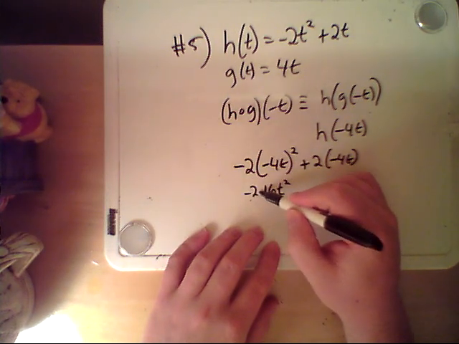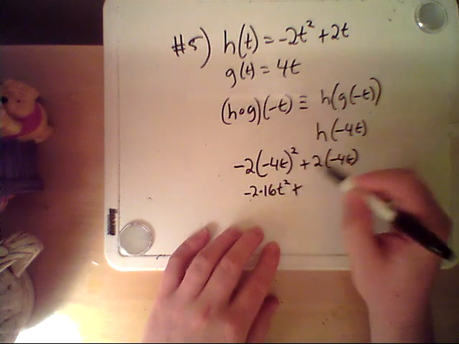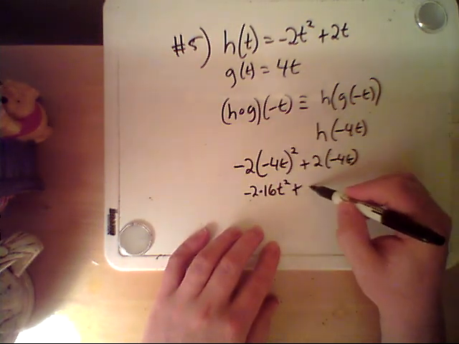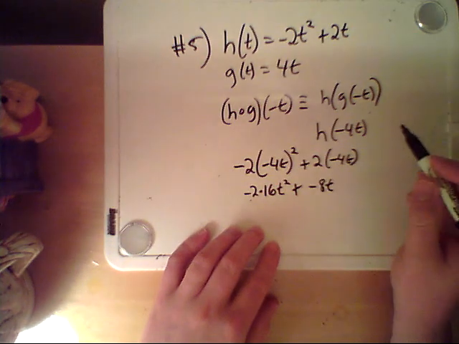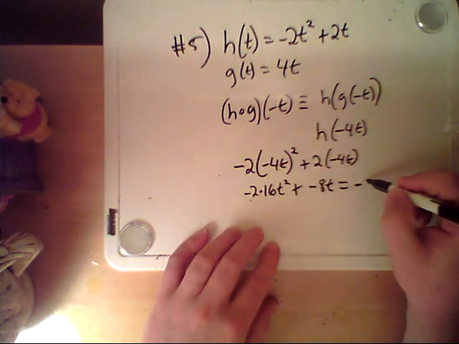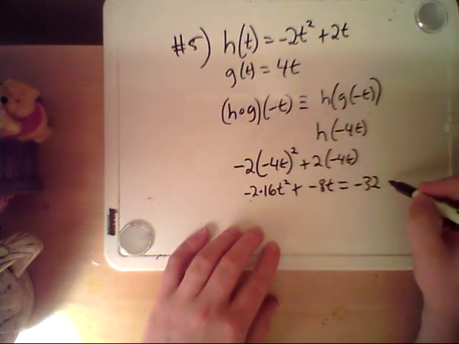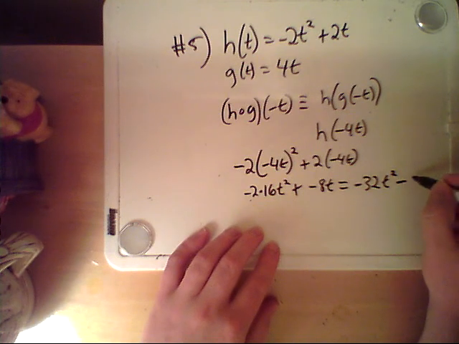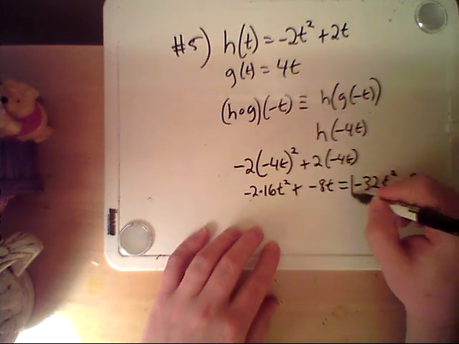So negative 2 times 16t squared plus, well, not distribute, we're going to multiply the 2. 2 times negative 4 is negative 8t. So that all simplifies to negative 2 times 16 is negative 32, I have a t squared there, plus negative is just going to be minus, so minus 8t.